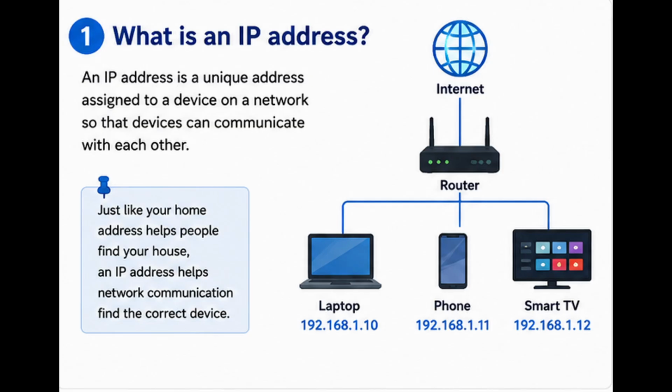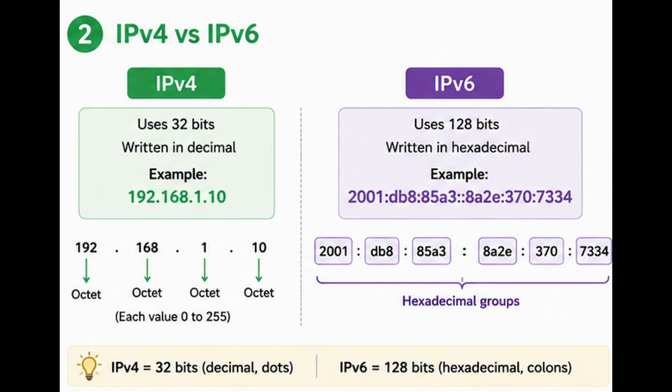Now let's look into the two major versions of IP address. First IPv4 and second IPv6. The first and most commonly encountered version is IPv4. IPv4 uses 32 bits and is normally written as 4 numbers separated by dots. For example, 192.168.1.10 is an IPv4 address. Each section is called an octet and each octet can have a value from 0 to 255.